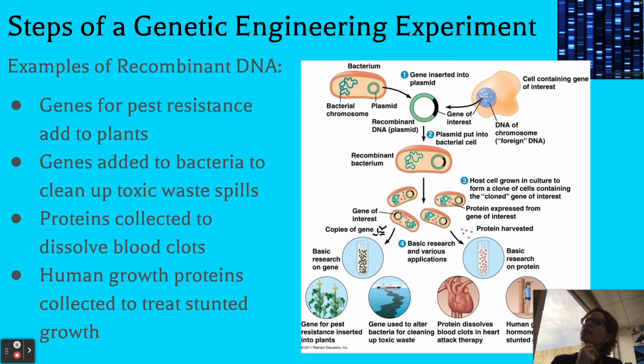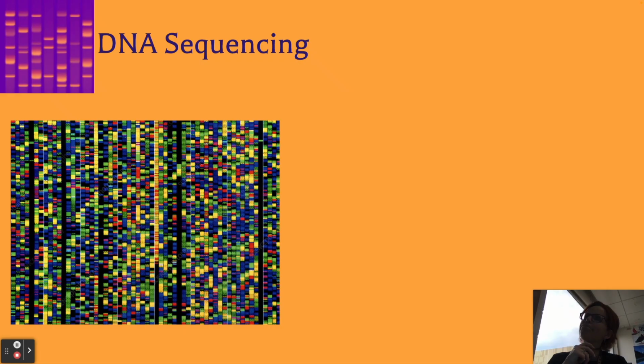Examples of recombinant DNA. We've made genes for pest resistance that we've added to plants. We've added genes to bacteria to clean up toxic waste spills. Cool. So smart. We've added proteins to dissolve blood clots, like if somebody's got a blood clot in their leg, we can do that. And human growth hormone or whatever to folks that don't have normal height for some reason.